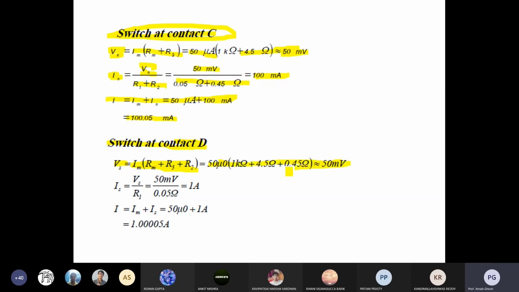So in all three cases the Vs voltage has not changed. So more or less it is a fixed voltage. This step is done for cross checking whether we are right or wrong. So now you can see Is equals Vs by R1. So 50 millivolt divided by 0.05 comes to 1 ampere. Now what is the value of I? I equals Im plus Is. So 50 microampere plus 1 ampere. So finally it is coming 1.0005 ampere.